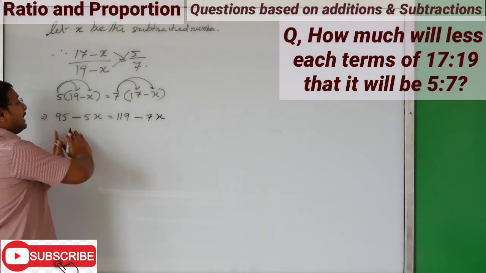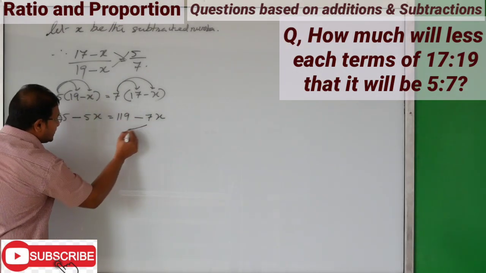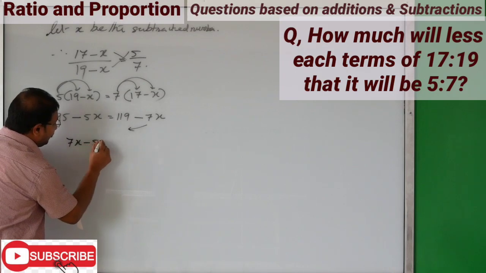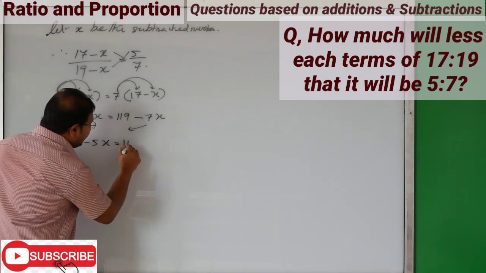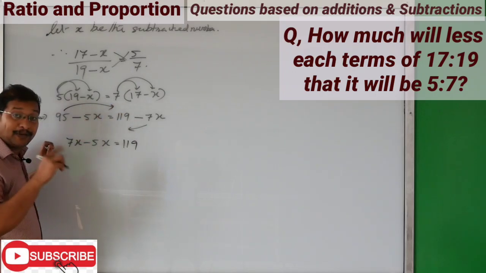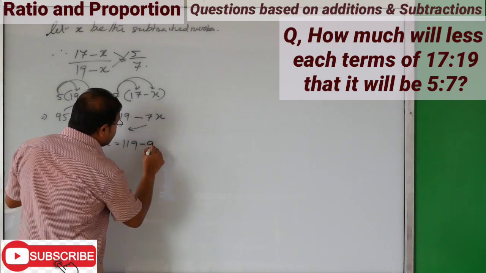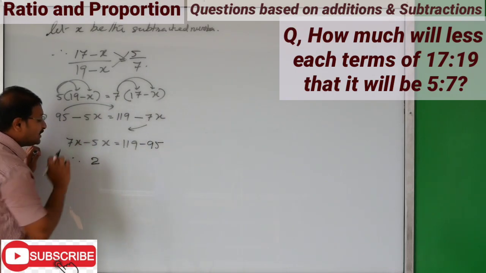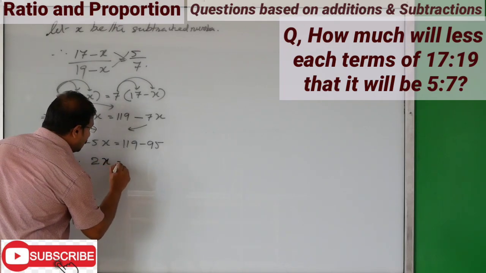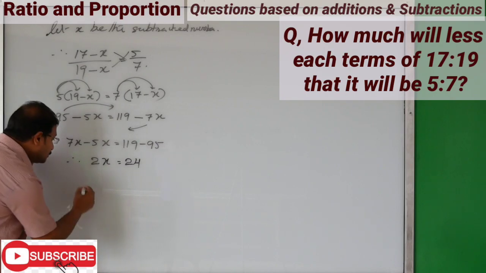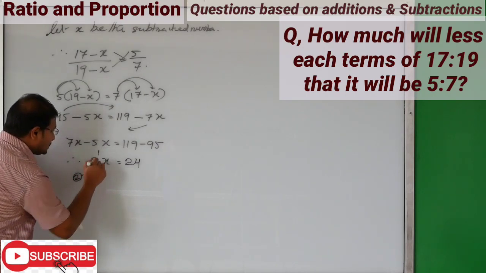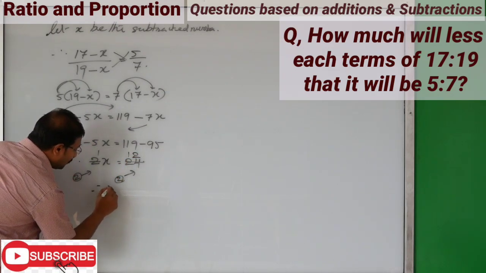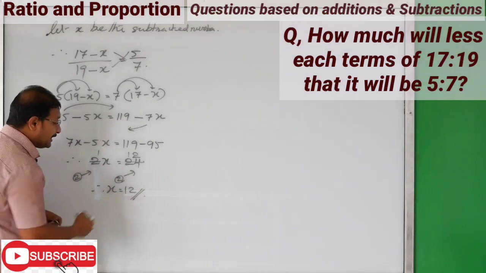x will bring to one side and the number will carry to the next side. Ready? That means minus 7x goes to the next side, plus 7x. That means 7x minus 5x equals 119, this 95 goes to the next side, minus 95. Therefore 2x. See, 7x minus 5x, that is 2x. So 2x equals 24. What you will do? Both sides we will cancel by 2. 2 ones are 2, 2 twos are 4. Therefore x equals 12.